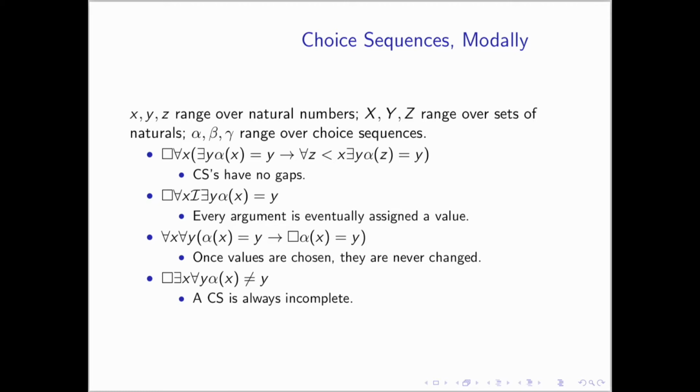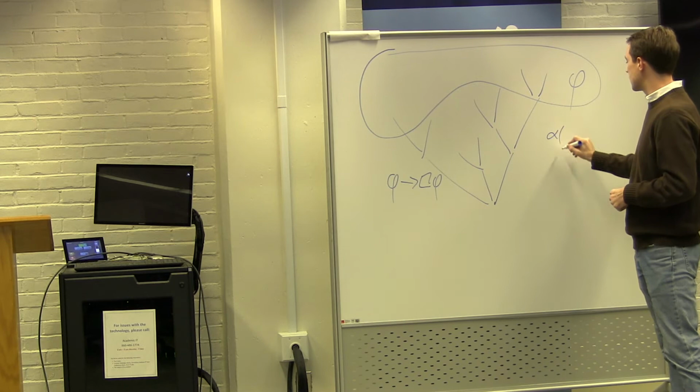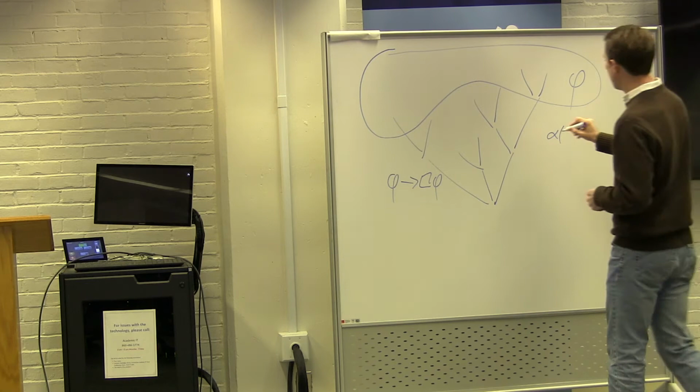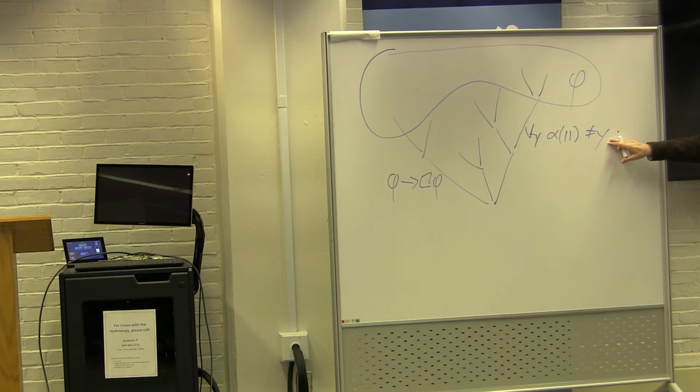What you don't get is that it's not the case that every sentence that is true at a moment will be true at all future moments. So for instance, if I'm in the process of choosing the values of a choice sequence alpha, and so far I've chosen alpha 1 through alpha 10, then it's true that for all y, alpha of 11 does not equal y, because up to this point I haven't chosen a value for 11. But I can do that in the next moment. And once I choose a value for alpha of 11, this will no longer be true.